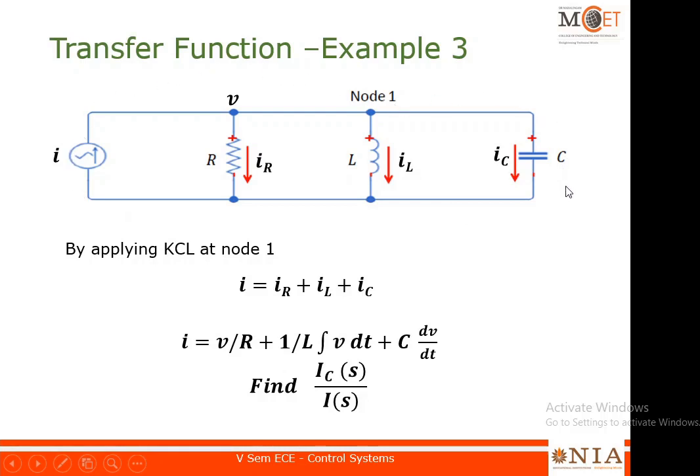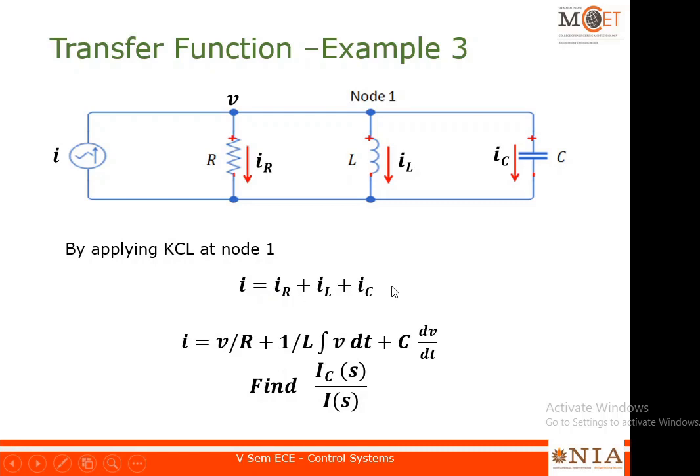So first we will write the Kirchhoff's current law for this, because you have a single node. So for this node you can write a Kirchhoff's current law. Kirchhoff's current law states that incoming current is equal to sum of outgoing currents. So it is I is equal to IR plus IL plus IC.